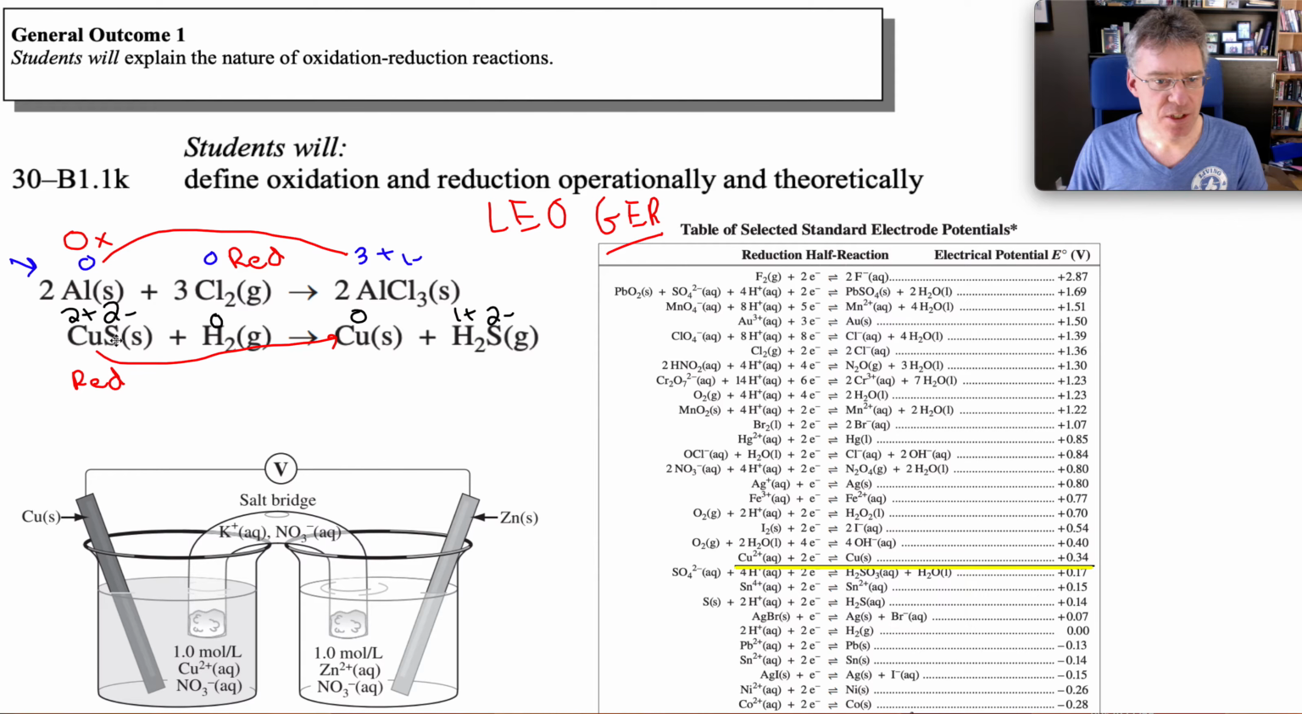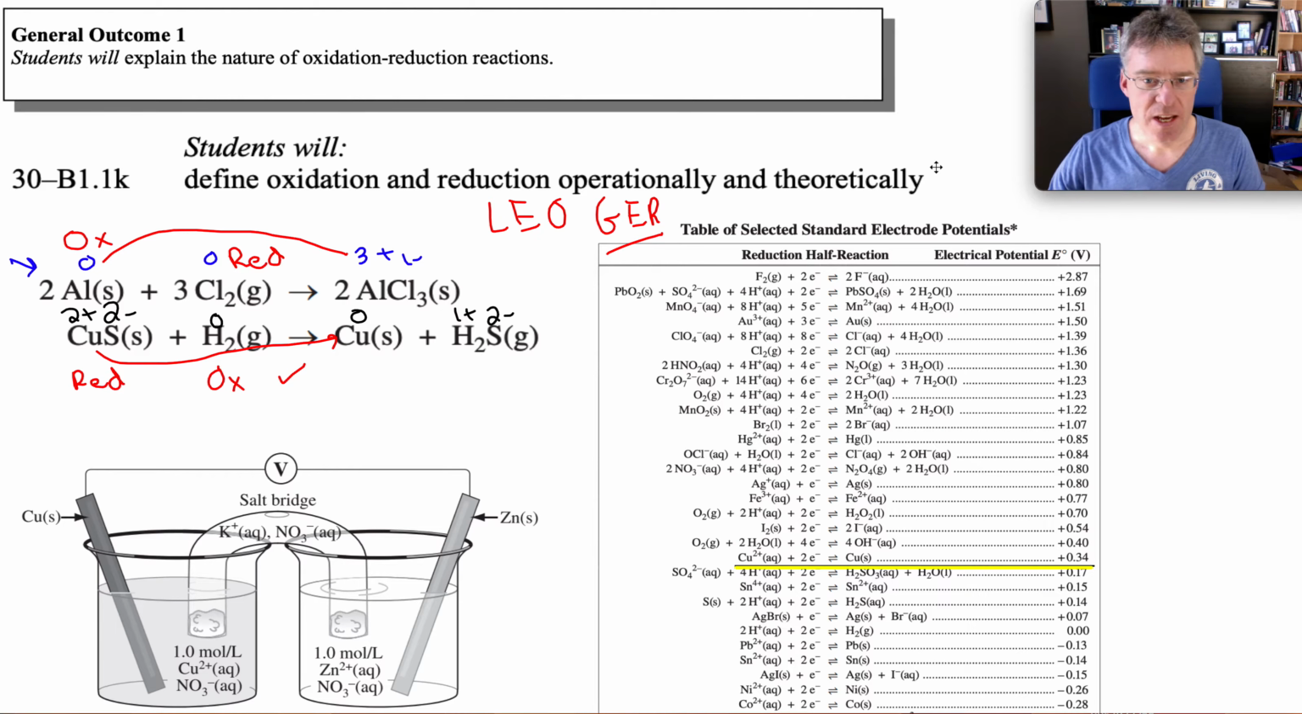That's the copper. The sulfur is not doing anything, -2 to -2, so nothing's going on redox-wise there. So our hydrogen better be getting oxidized, 0 up to +1. So that's losing an electron to become positive. So that makes sense. So we've applied the definitions of oxidation and reduction sort of theoretically.